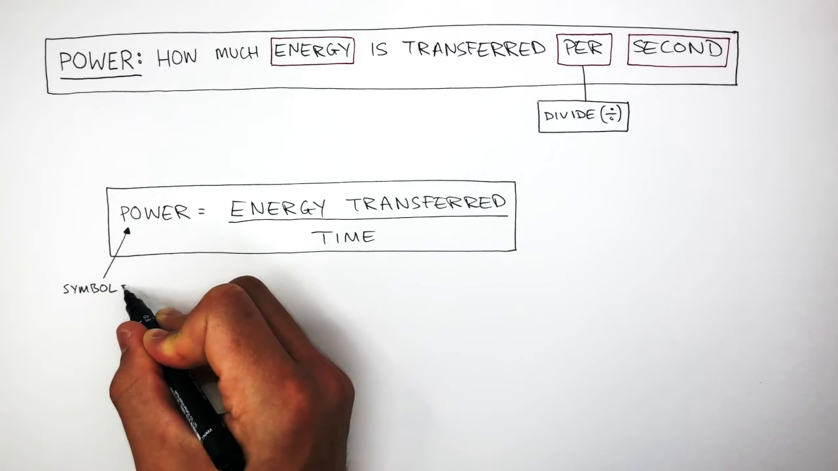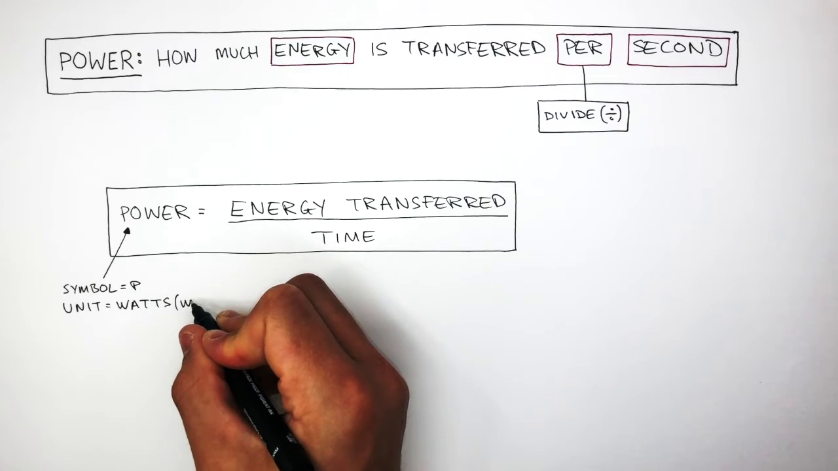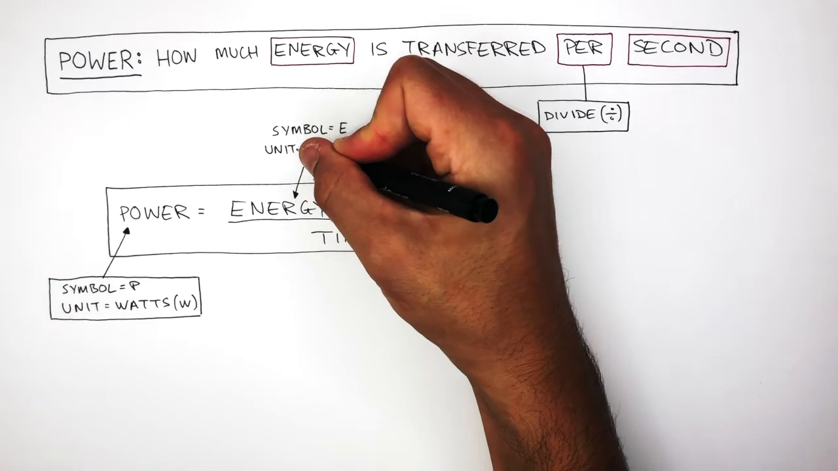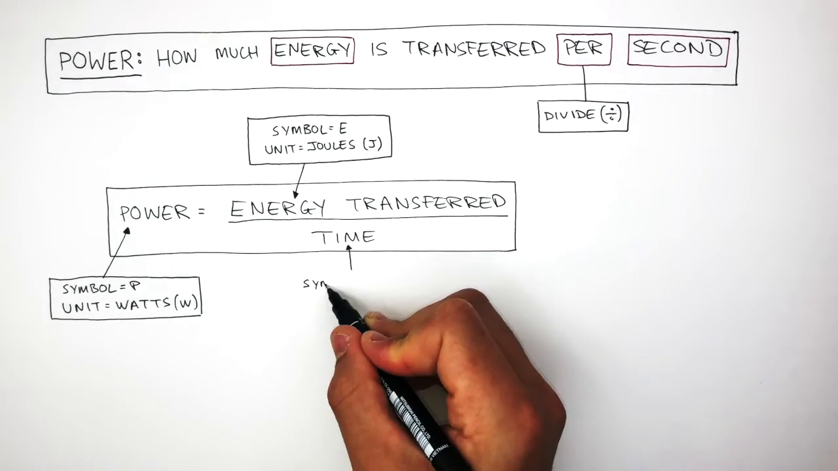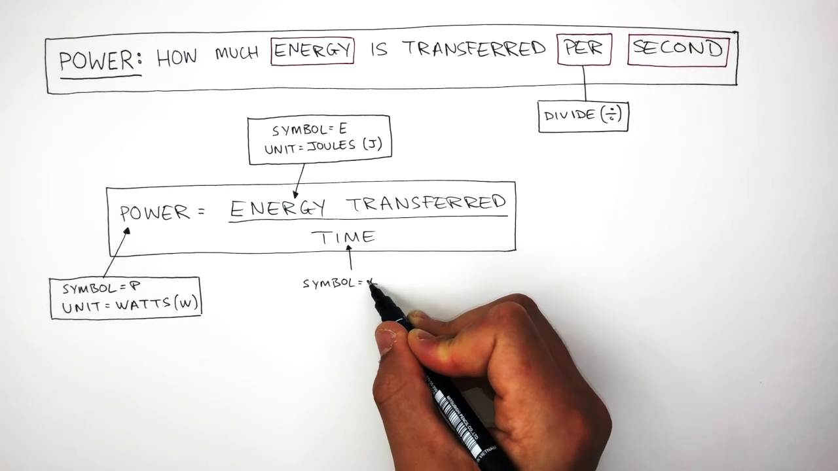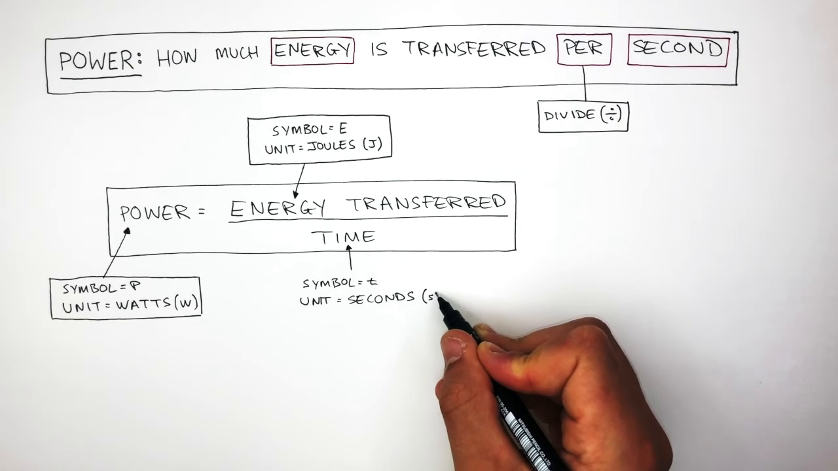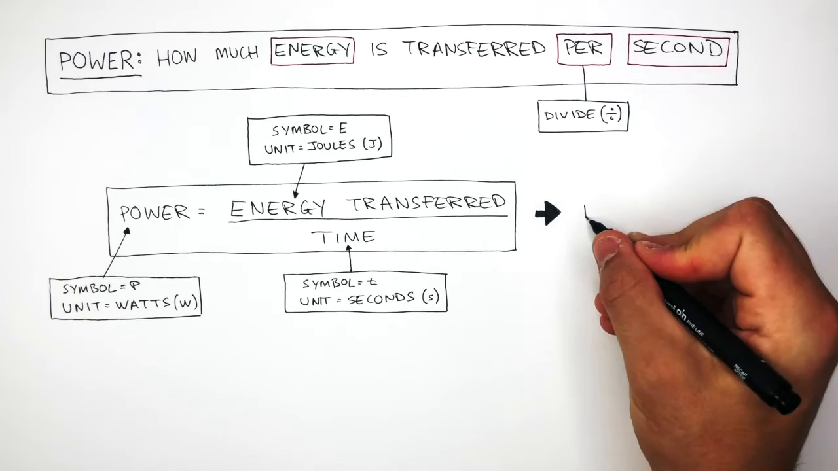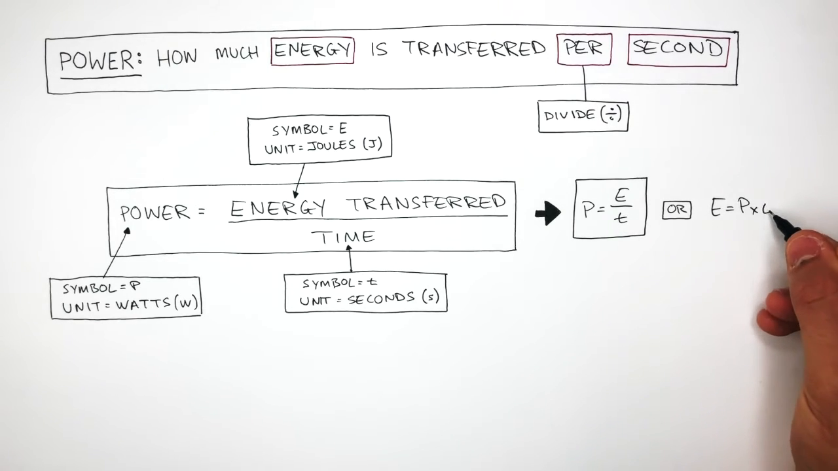The symbol of power is a capital P, and the unit is watts, which has a symbol capital W. The symbol of energy is a capital E, and the unit is joules, which has a symbol, a capital J. And the symbol of time is a lowercase t, where the unit is seconds, which has a symbol, a lowercase s. We can write the equation just using the symbols, where P equals E over t. Or the equation can be rearranged to E equals P times t.